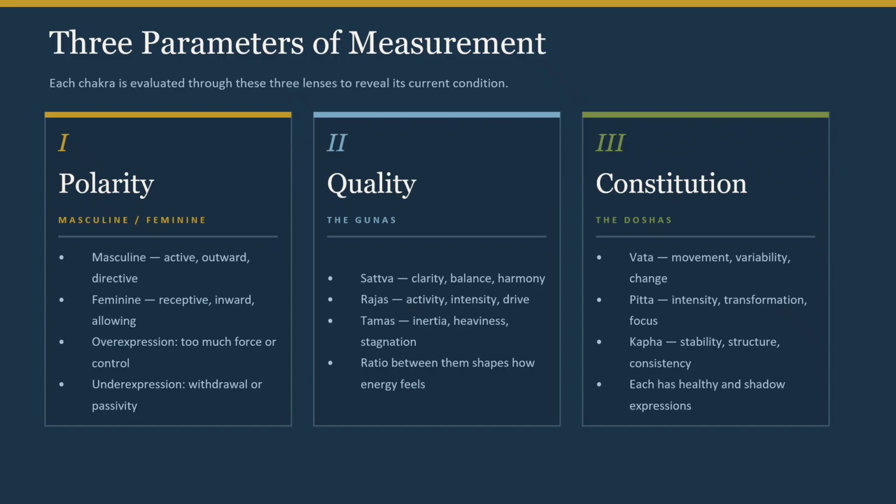Bringing it all together, when we combine these three, polarity is how energy is expressed, quality is how balanced or distorted it is, and constitution is how it shows up in your system. We get a complete picture of each chakra, and this is important. These parameters are not labels, they are not judgments, they are simply a way of describing the current condition of your energy so that we can begin to bring it into alignment.